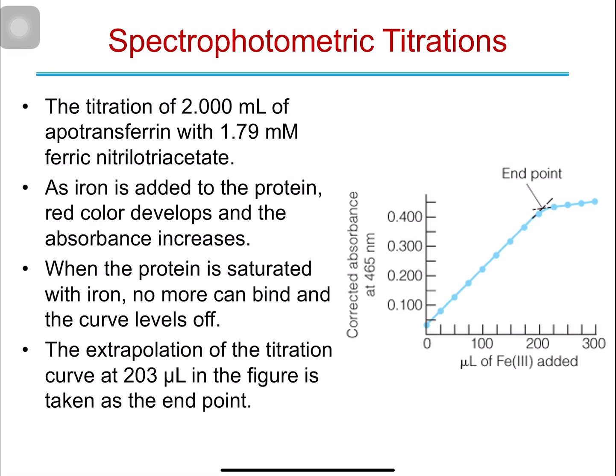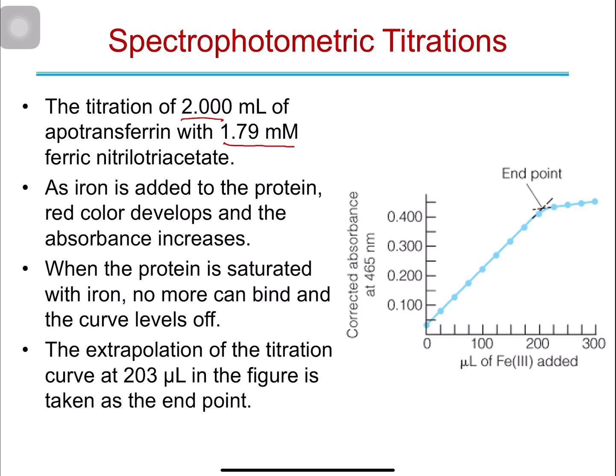with a titrant that contains the ferric ion. So let's say that we have 2 ml of apotransferrin and we titrate this with a 1.79 millimolar solution of ferric nitrilotriacetate. This solution will provide us with the ferric ion that will make a complex with the apotransferrin. What we do is that we start to add the iron standard solution, or the titrant, in aliquots of 2 microliters or 5 microliters or whatever. So we start to add certain aliquots and we start to measure the absorbance of the colored solution.